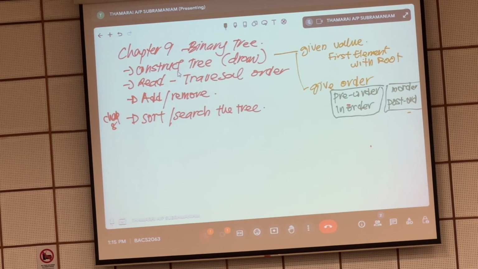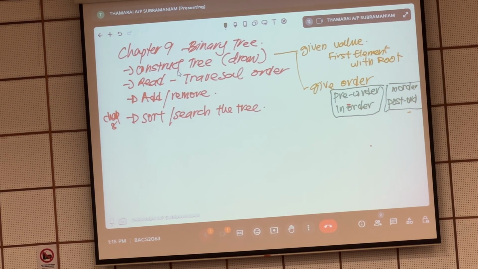Okay? How do you construct a tree? Value is given. From the value, you draw the tree. Another one is, of course, based on the traversal order. Traversal order means they will give you pre-order and post-order, pre-order and in-order, or in-order and post-order. Pre-order and post-order is quite difficult to come up with. For exams, they will just keep it to this. Okay?